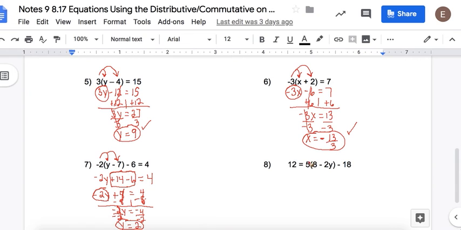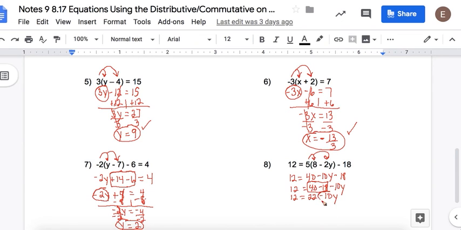Okay, last example. We have a number outside of parentheses, so we need to distribute first. Bring down your 12. 5 times 8 is 40. 5 times negative 2y is negative 10y minus 18. Now I need to move my like terms next to each other that are on the same side. So 40 minus 18 minus 10y. 40 minus 18 is 22. So 12 equals 22 minus 10y.